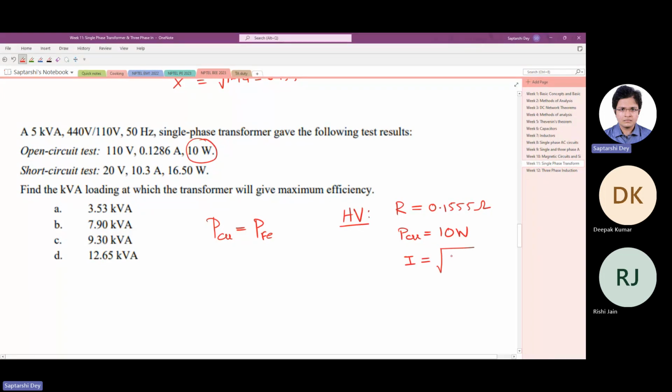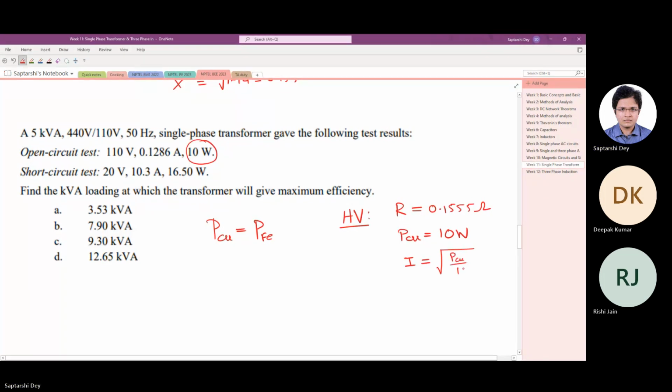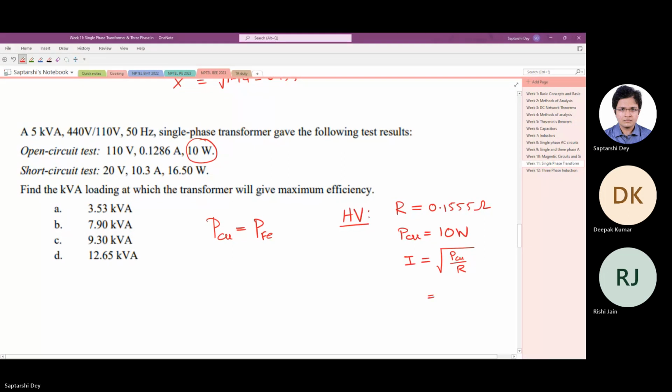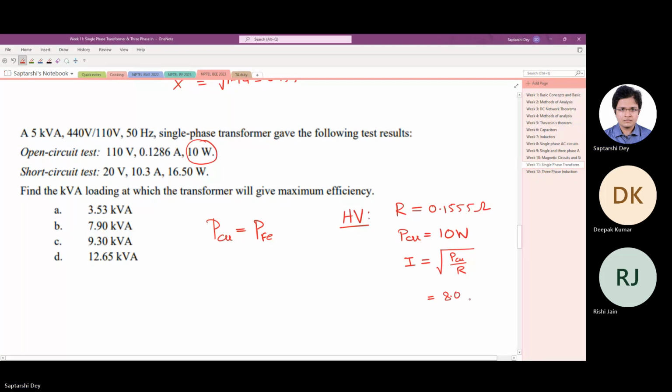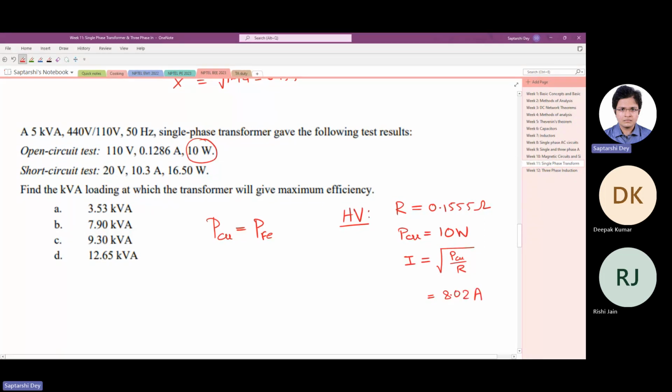It is simply 10 by 0.1555. We are getting some 8.02 ohm, sorry, ampere. So when the secondary side is carrying this much current, the copper loss becomes equal to core loss.